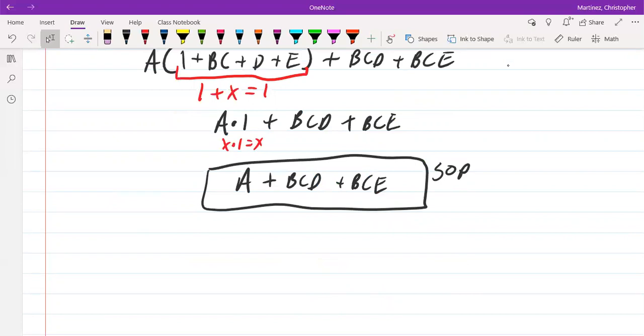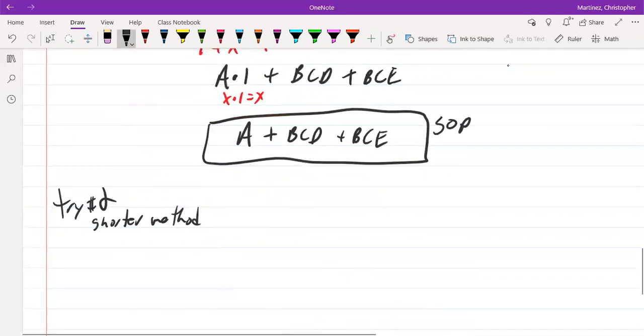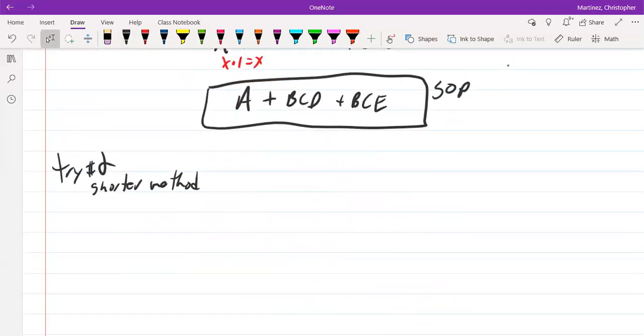So that was the long way. Let's do try number 2. And try number 2 would be a shorter method. You could do long, you could do short. It's all going to end up being the same. It's just how do you see the expression being broken up?